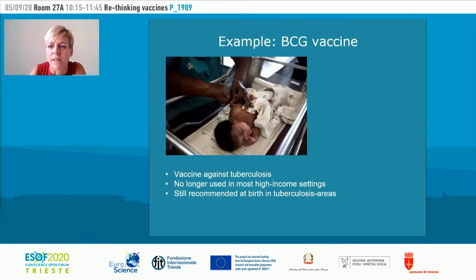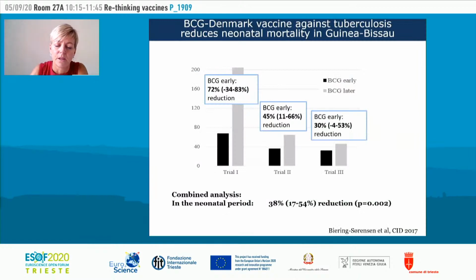For now, I'll just give you one example of our findings in relation to BCG vaccine, which is the vaccine against tuberculosis. It's no longer used in most high-income settings, but still recommended at birth in tuberculosis endemic areas. With funding from ERC, we conducted randomized trials of BCG at birth to children with low birth weight who would normally only get a delayed BCG vaccine. And we could show consistently in these randomized trials that children randomized to receive BCG at birth rather than the usual delayed BCG vaccine had lower mortality.